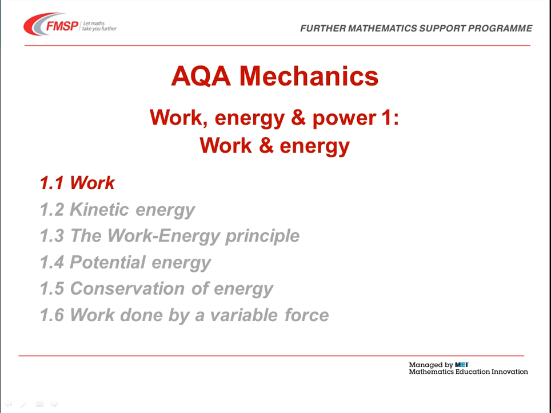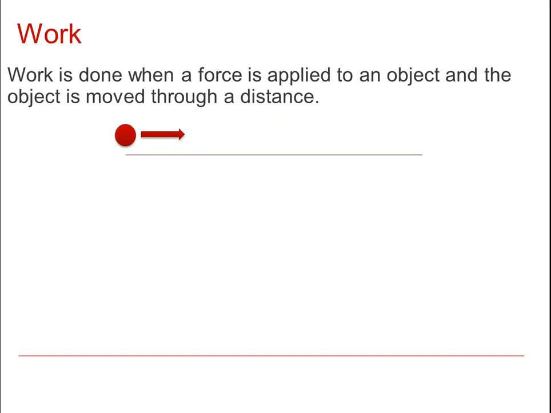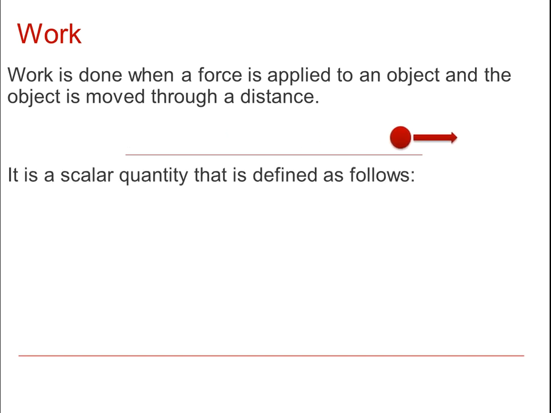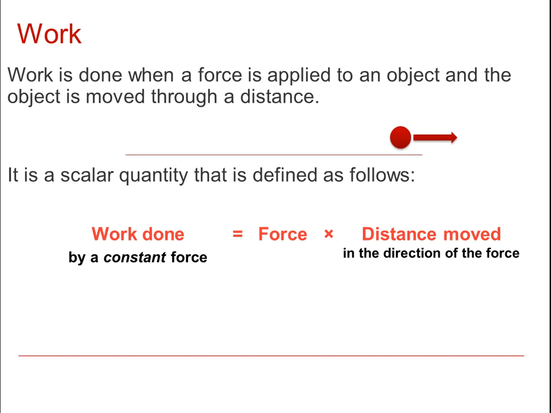This video for AQA Mechanics, Work, Energy and Power, section 1.1, is looking at the idea of work. Work is done when a force is applied to an object and the object is moved through some distance. The work done is a scalar quantity and is defined as follows. The work done is the force multiplied by the distance moved in the direction of the force.